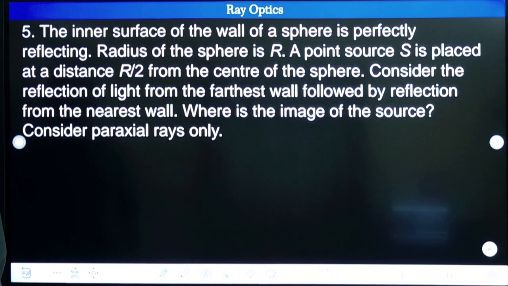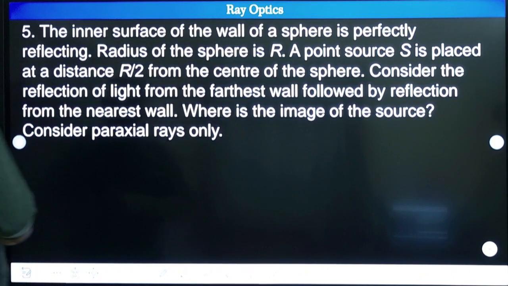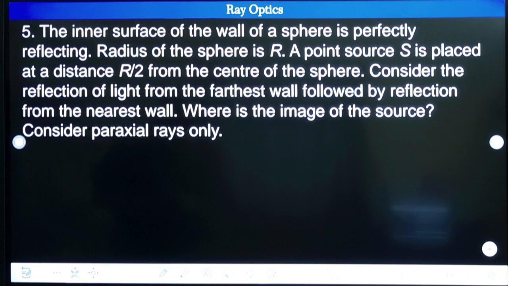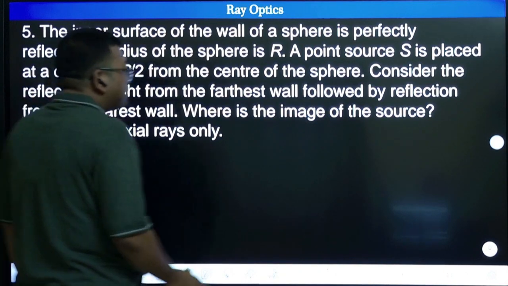A point source S is placed at a distance r by 2 from the center of the sphere. Consider the reflection of light from the farthest wall followed by reflection from the nearest wall. Where is the image of the source? Consider axial rays only. They have clearly given that.